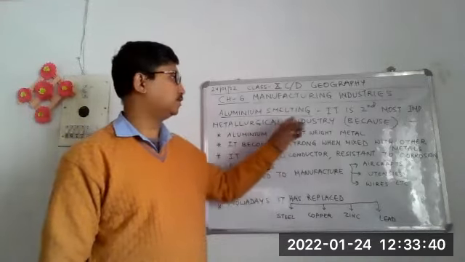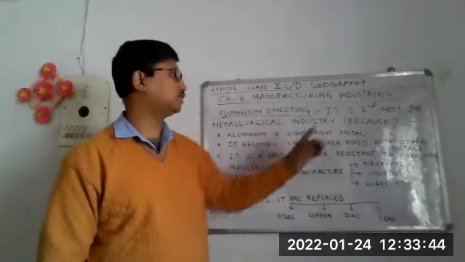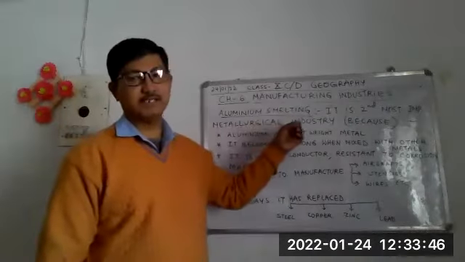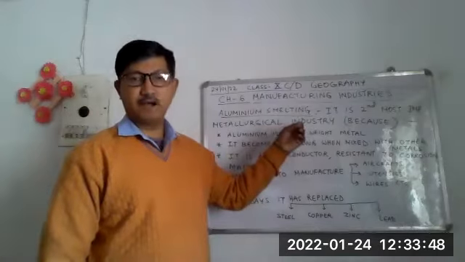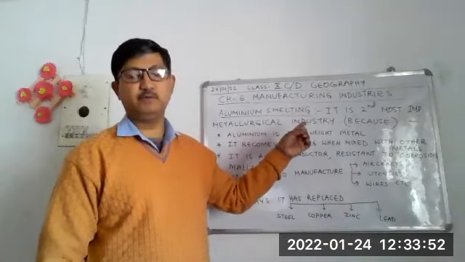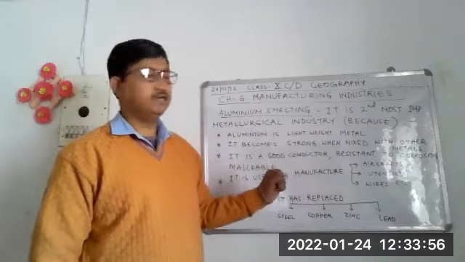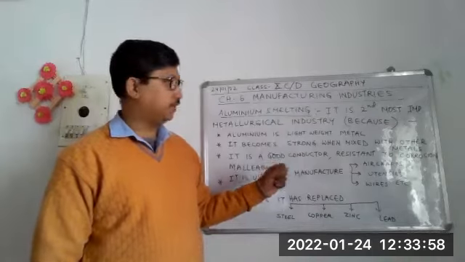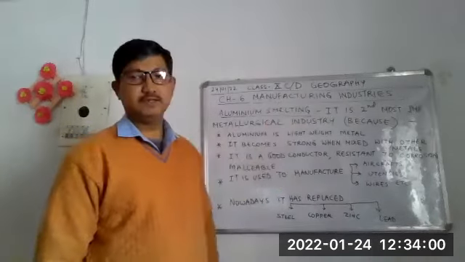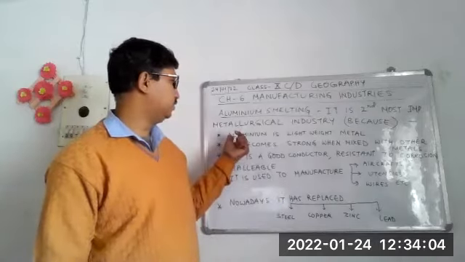and its importance. So the first point that is mentioned in your textbook also, it is the second most important metallurgical industry. After iron ore, aluminium is number 2 in position, in importance, in production and in the industrialization of our country. And why does it hold the second important position in terms of metallurgy?